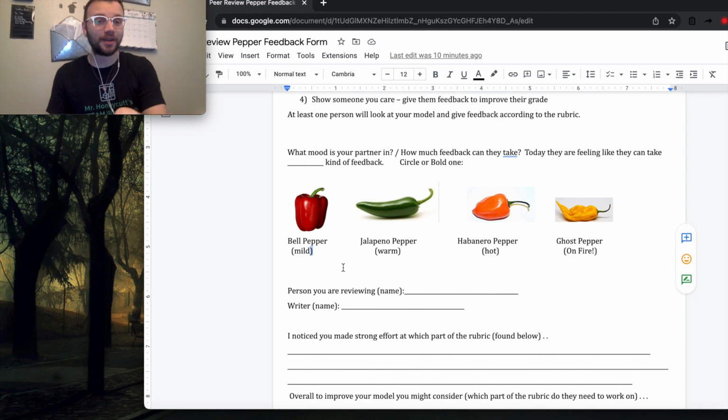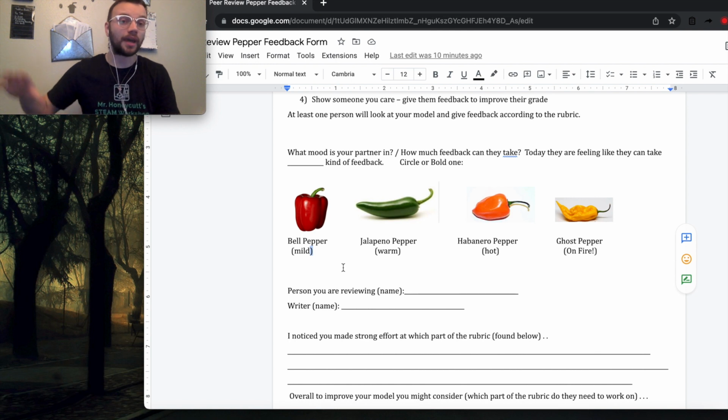Ouch, yeah, I still think about that every time I do this assignment. But that statement right there is not helpful. That doesn't build someone up, right? It's just an insult. And you can't do that with ghost pepper feedback. You have to make sure that the feedback is helpful when you are giving feedback to another person. And so I usually get asked, well, Mr. Honeycutt, how do I do that?